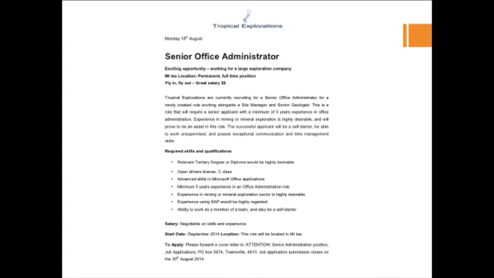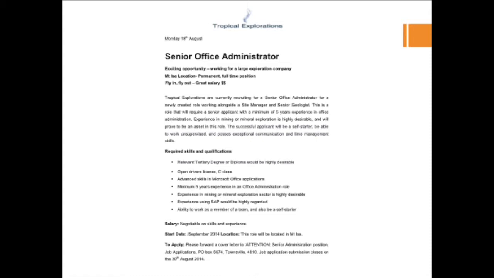Fly in, fly out, great salary was used to advise applicants that the position requires a successful applicant to be away from their home if they do not live in Mount Isa. However, as a result of this, they will be looked after with a great salary. A brief description of the job highlights the working relationships that will be required between the site manager and the senior geologist. This is important to mention, as the applicant will understand that group work is a necessary part of the job. It also highlights that the applicant will need a minimum of 5 years' experience.